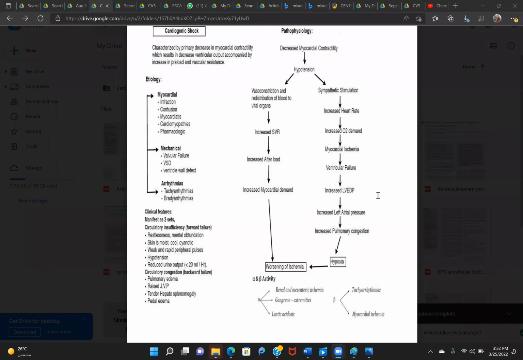Okay. So if you are concentrating on this slide, for example, actually the same thing happens in aortic stenosis. When there is aortic stenosis, the same thing is actually occurring.